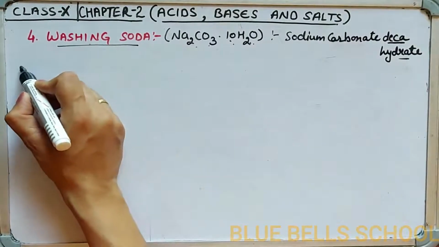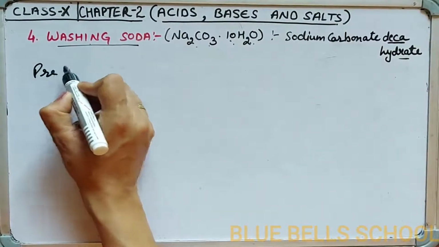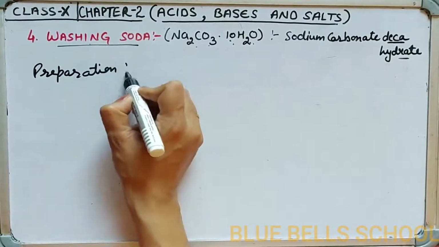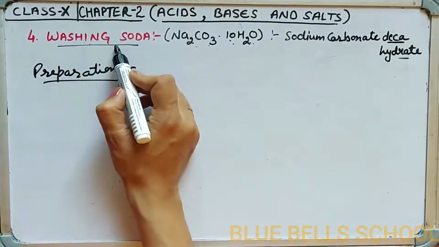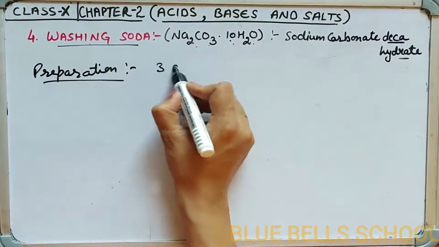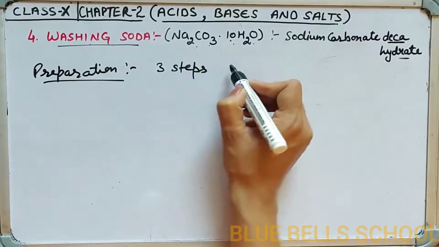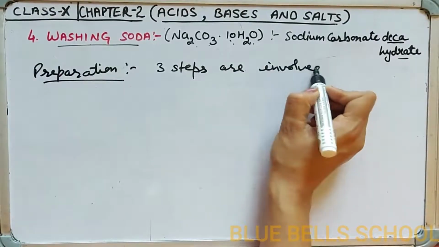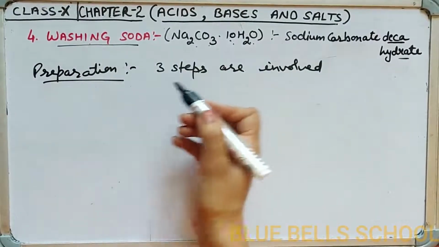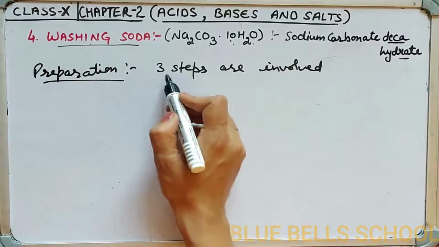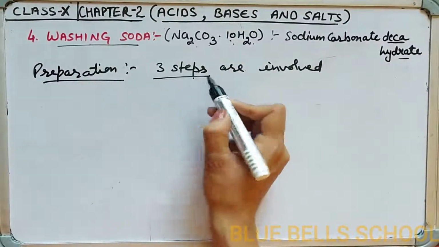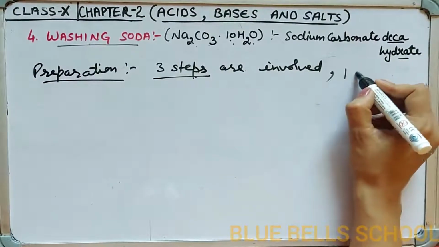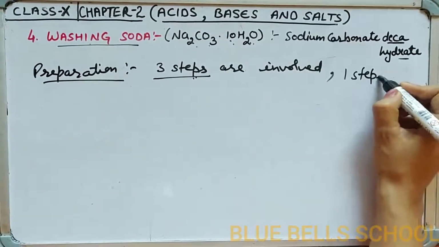Washing soda, how is it prepared? In the preparation of washing soda, generally 3 steps are involved. It is up to you. You can either learn the 3 steps, or if you want, learn it in 1 step.